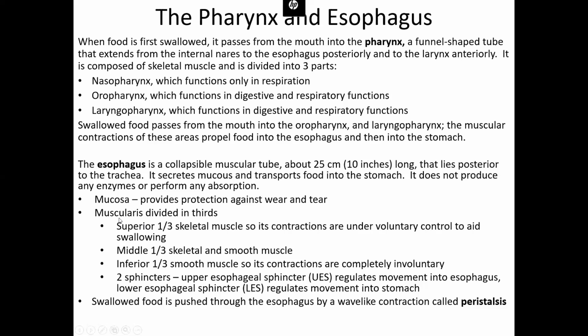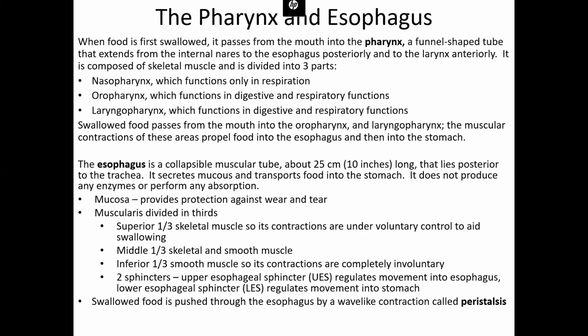Okay. The muscularis is actually divided into thirds in the esophagus. The superior third is made up of skeletal muscle, so its contractions are under voluntary control, which is helpful during swallowing. The middle third is skeletal and smooth muscle, and then the inferior is strictly smooth, which is, as we know, completely involuntarily controlled. There's a sphincter at the top and a sphincter at the bottom of the esophagus.